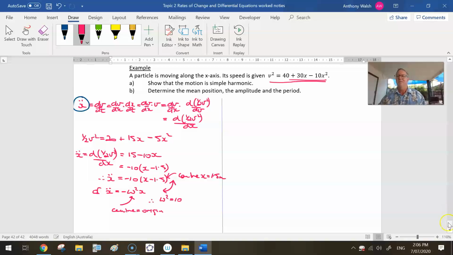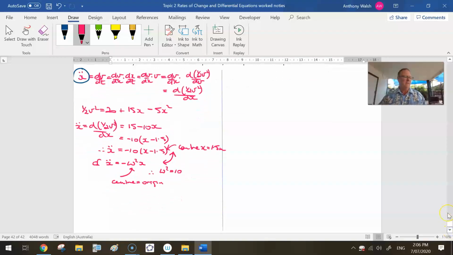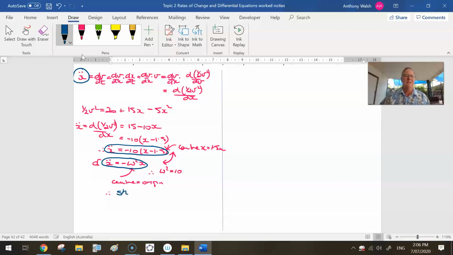But because we can compare them favorably, we say, therefore, because this acceleration equal to negative 10 (x minus 1.5) compares favorably with this version of acceleration, negative omega squared x, it is simple harmonic motion. Done for the first bit, we've shown that it is simple harmonic motion. Okay, so that was our A.